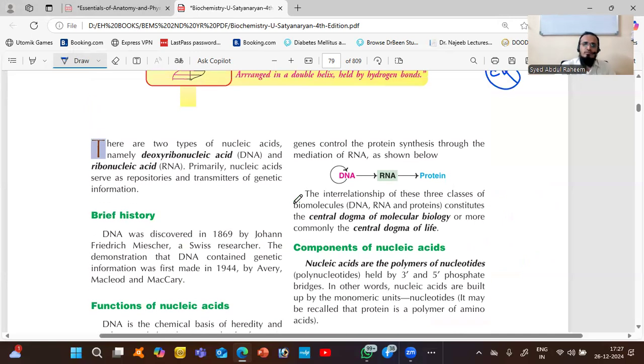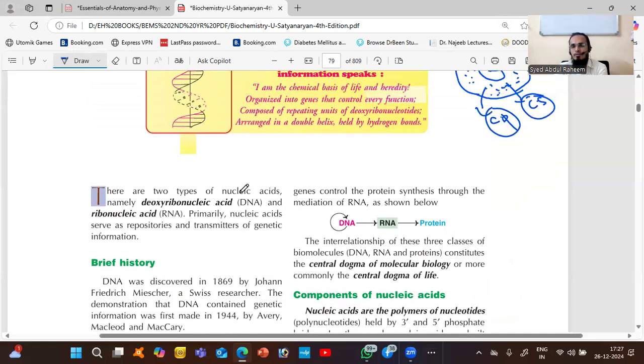So we have two types of nucleic acid, and these nucleic acids are present in the nucleus. Those are called DNA and RNA. The DNA full form is deoxyribonucleic acid, and RNA is ribonucleic acid. What they do is transfer the genetic information. They have the responsibility to transfer the genetic information.